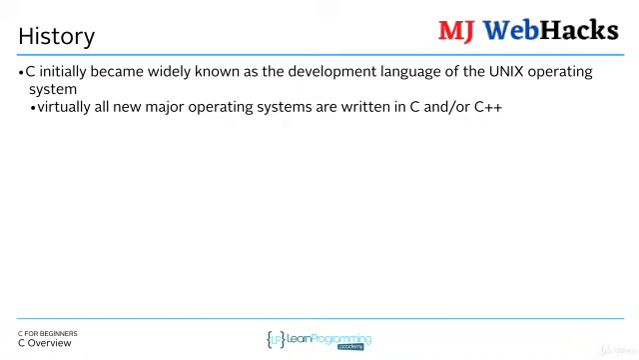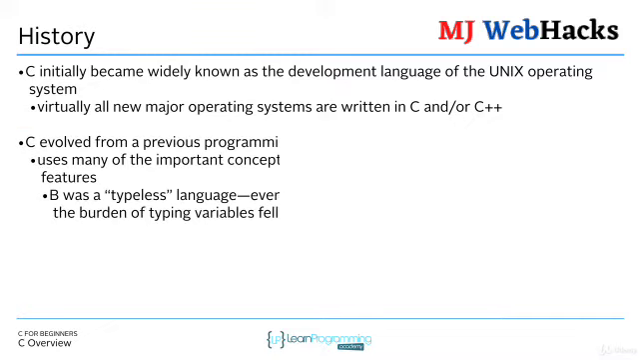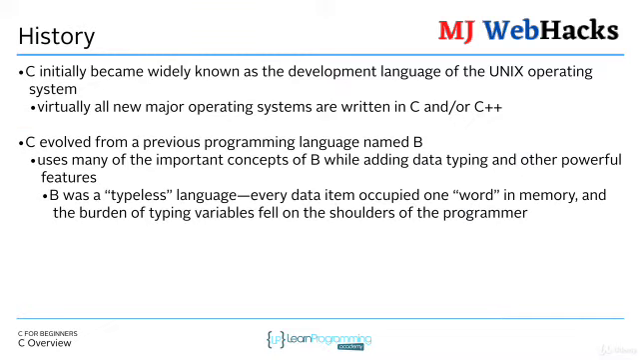Some more history. It initially became widely known as the development language of the Unix operating system. And virtually all the new operating systems that were written after 1972 are written in C or C++. Okay, again, very popular, very, very useful. It evolved from a previous programming language named B. Go figure. That's why it's named C. I guess they weren't very clever, and they just said, hey, B, C. There's also a language called D, by the way.